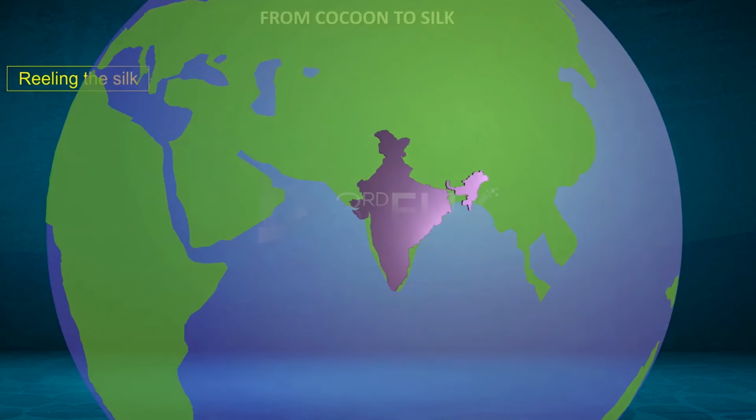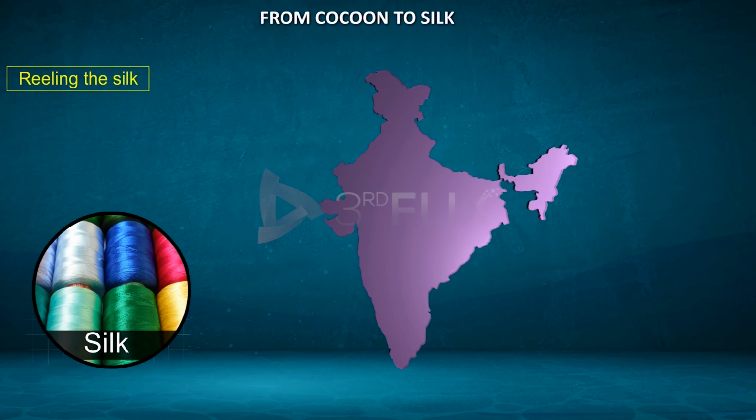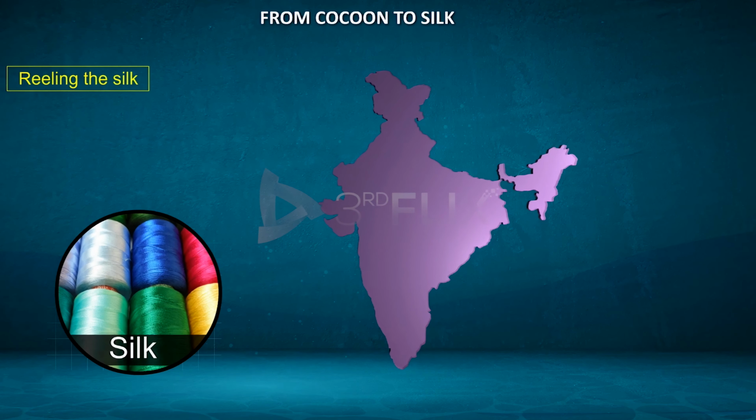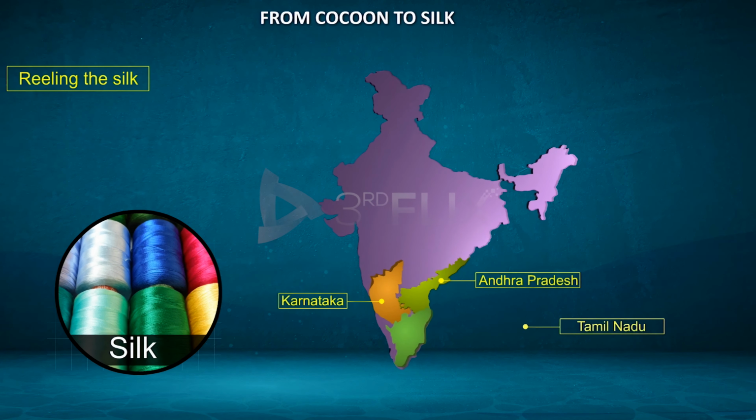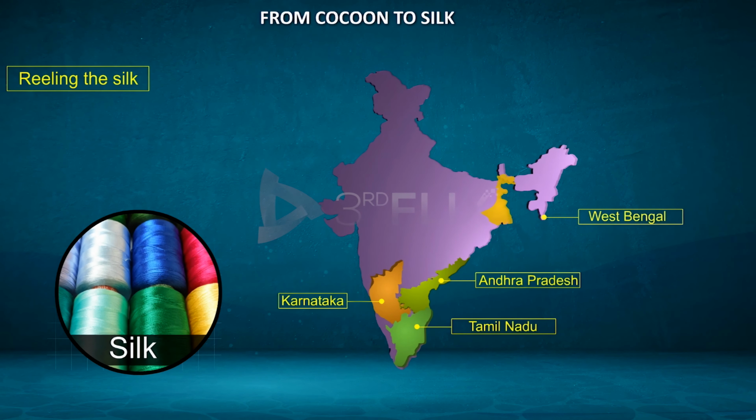India is the second largest producer of silk in the world. States in India producing the majority of silk are Karnataka, Andhra Pradesh, Tamil Nadu, West Bengal, and Jammu and Kashmir.